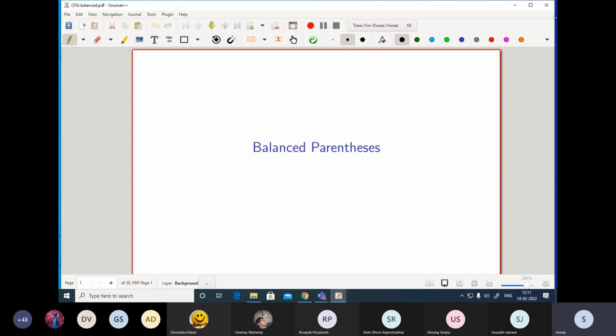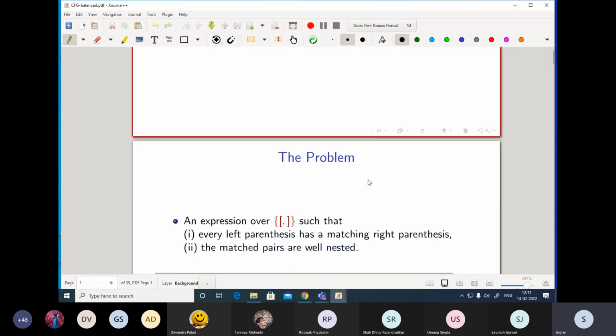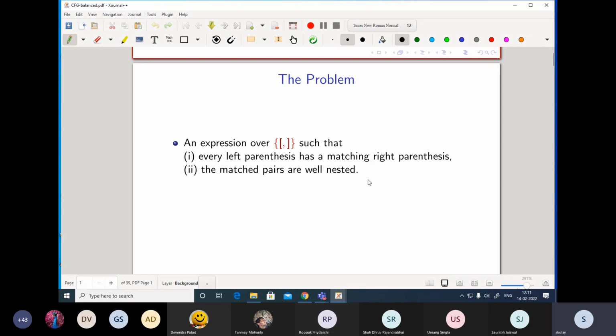So we saw a little bit about context-free grammar and what kind of languages are accepted by context-free grammars. The ones which we saw were quite simple in structure. Now we will look at another example. It's a little bit more involved, and this is of balanced parentheses. So here is the problem.